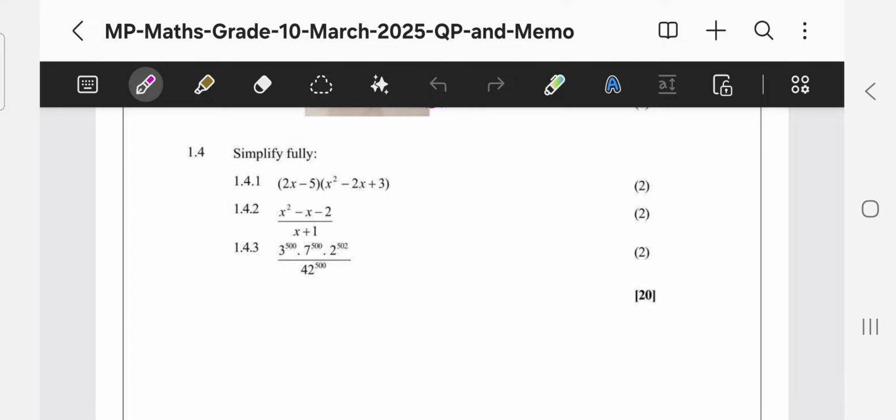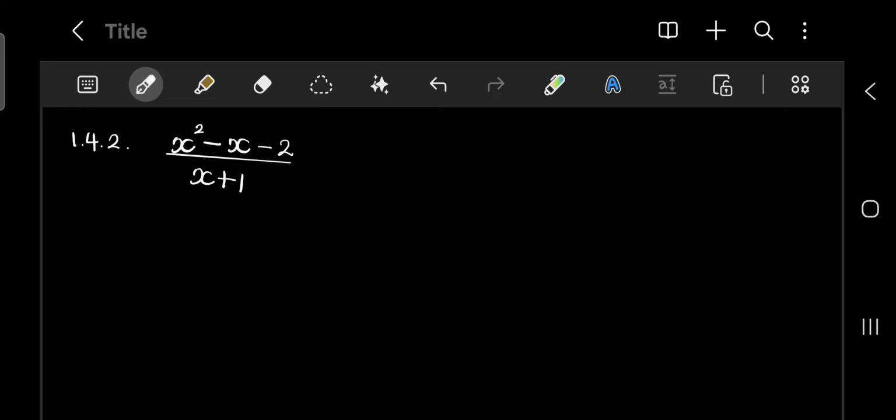In 1.4.2, in our numerator, we've got x squared minus x minus 2. Immediately, you guys notice that is a quadratic trinomial. And our denominator is basic, it is just x plus 1. So I want to start off by factorizing that numerator. Since it is a trinomial, we're going to open up two brackets. We know that the first term in each bracket is going to be x. We are now looking for factors of negative 2.